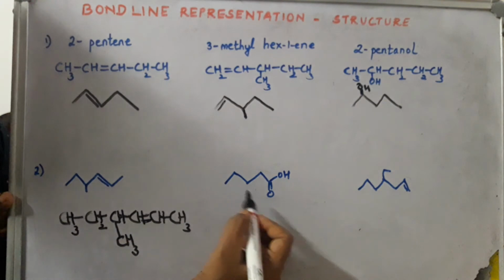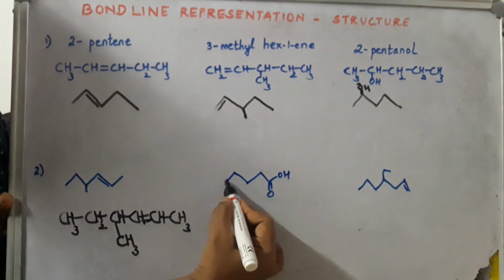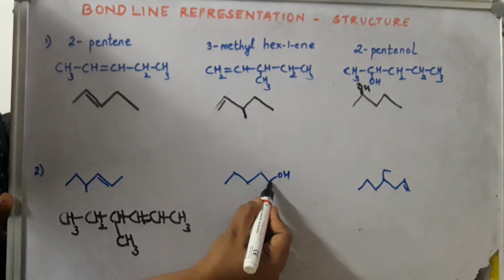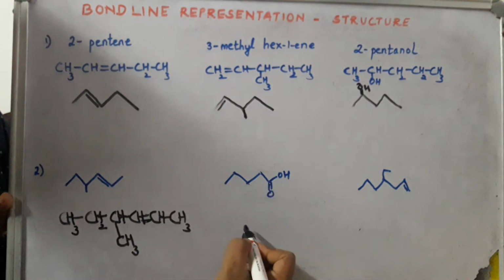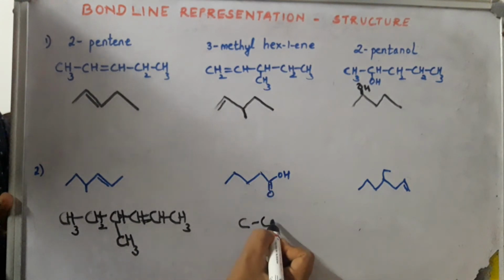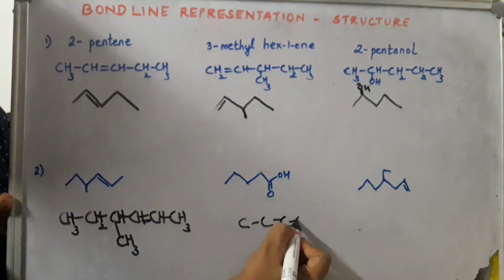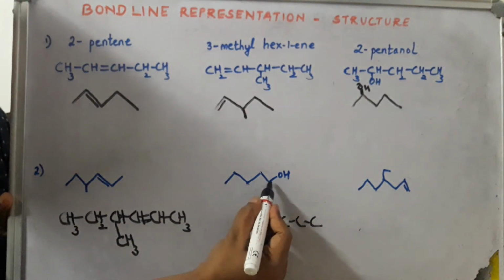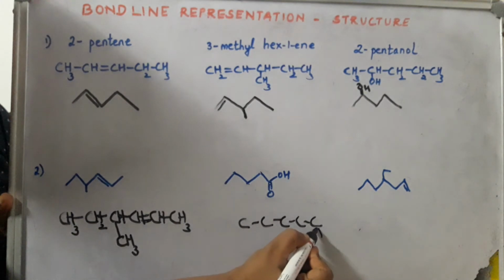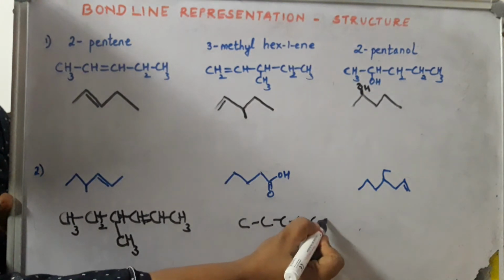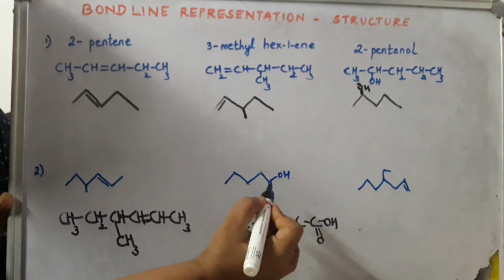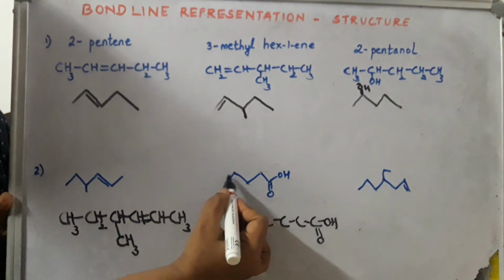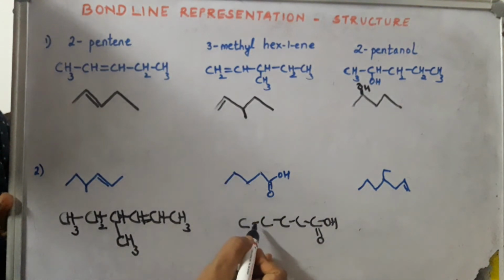Now look at the second structure. Count the carbons. 1, 2, 3, 4, 5. 5 carbons are there. So put the 5 carbons in a chain. And now the last carbon has a double bond O and an OH group on it. So that's all you have to give there. And now give the necessary hydrogen to satisfy tetravalency.